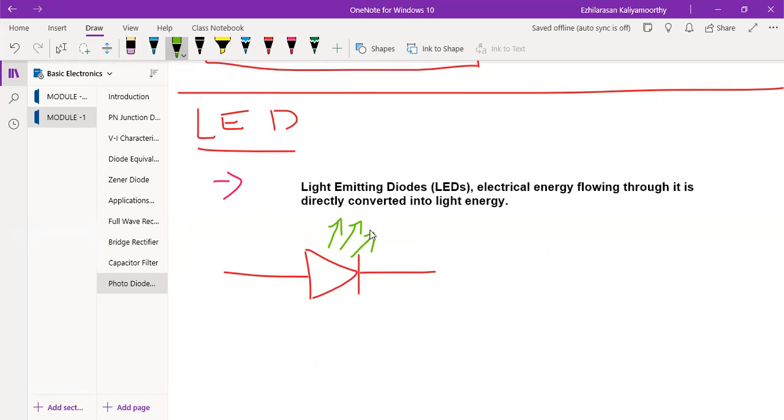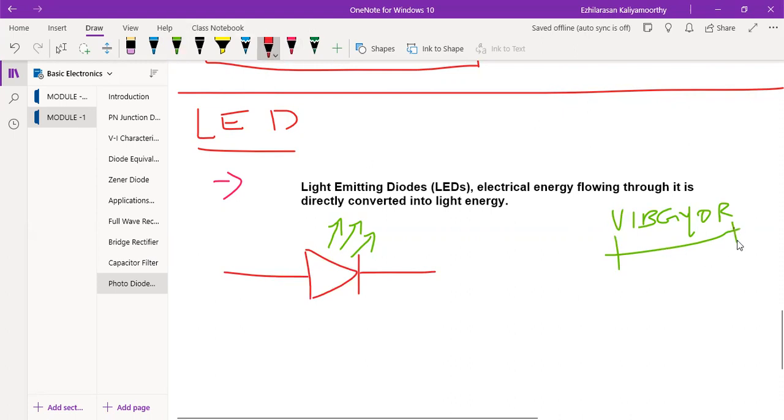You might have seen many LEDs with different colors: yellow, red, green, white, blue. The colors of the LED follow VIBGYOR, which you might have studied in physics: violet, indigo, blue, green, yellow, orange, and red. Out of these, which has the most wavelength? Red has the highest wavelength, and violet has the lowest.